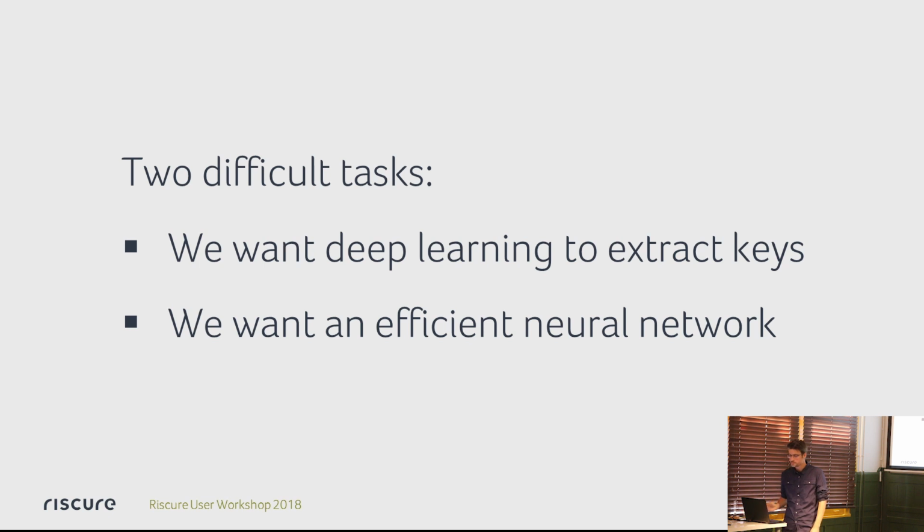So, if side-channel analysis is already a difficult task to do in practice, deep learning is even more difficult because we have two difficult problems to solve. We need deep learning to extract keys from traces, and we want an efficient neural network for that. So it's a very difficult situation that you need to solve. But if you solve the second one, you also solve the first, of course.